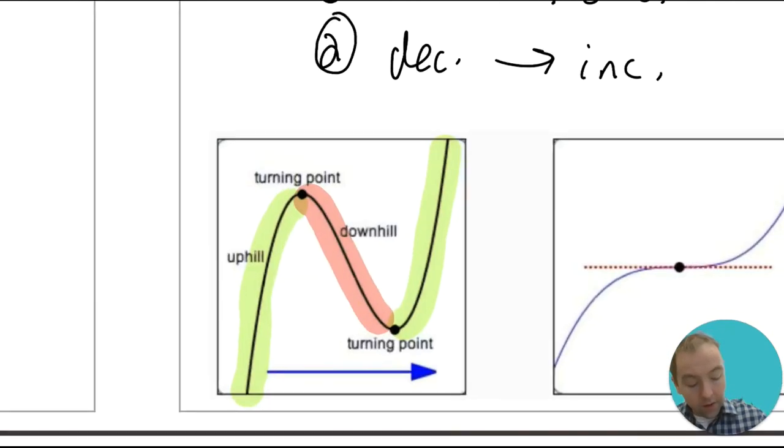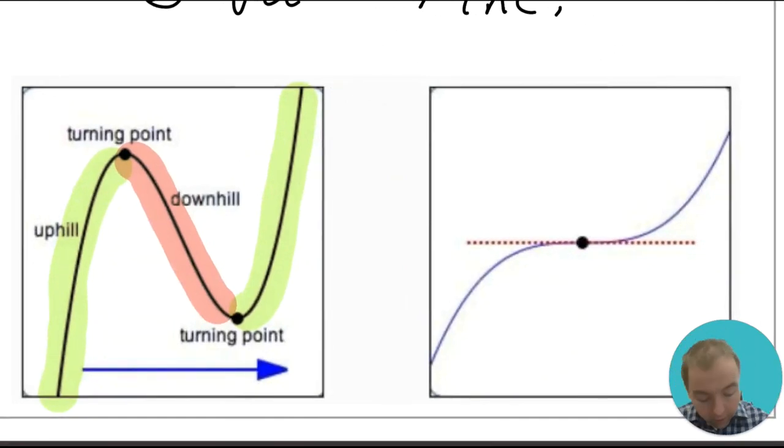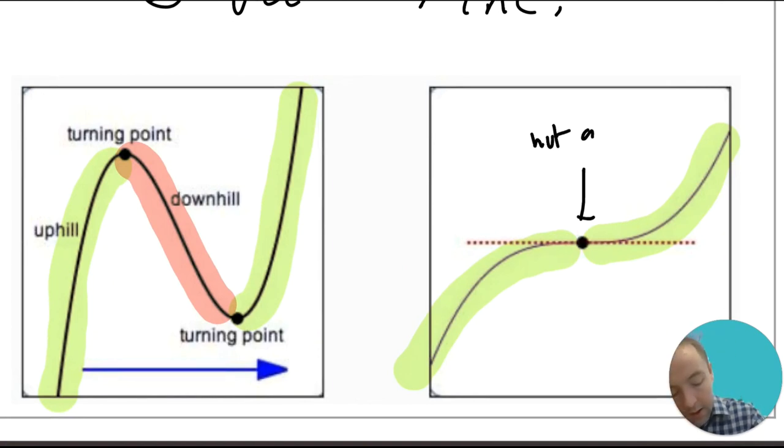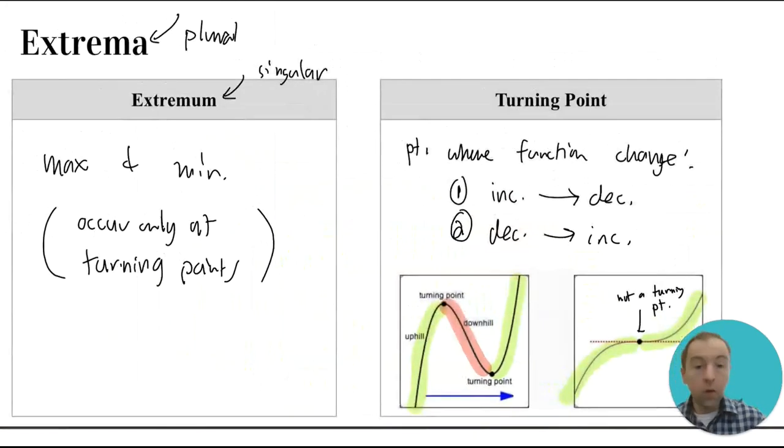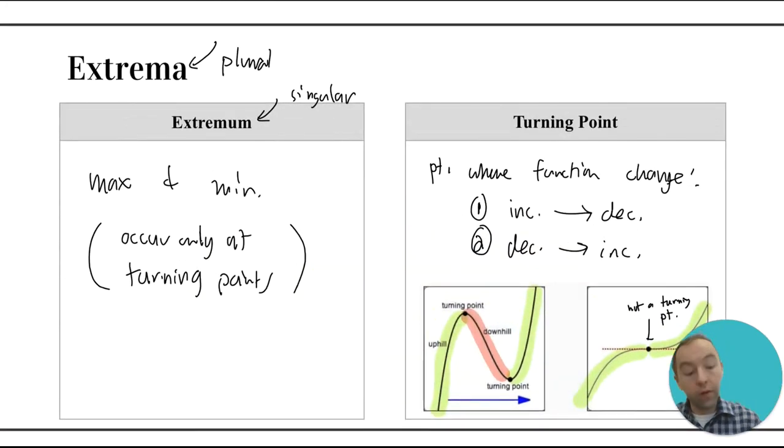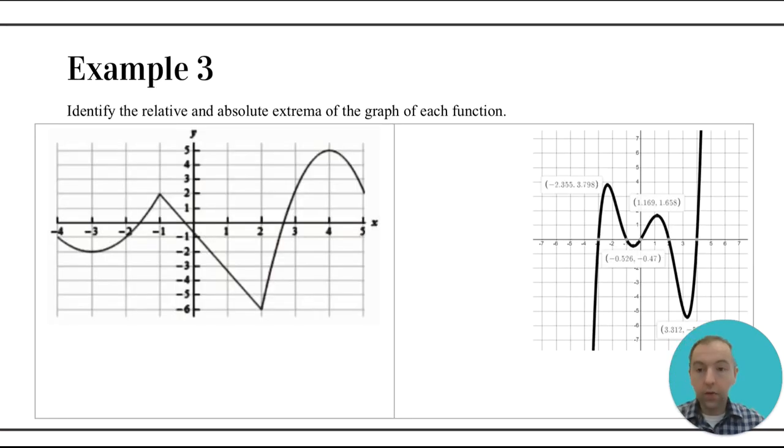There's just one thing to keep in mind. You see this little point right here, where it's increasing, but then on the other side of the point it keeps increasing. That particular point is not a turning point of the graph of the function, because a turning point needs to change from increasing to decreasing or vice versa. So minimum and maximum points are only going to occur at turning points of graphs.